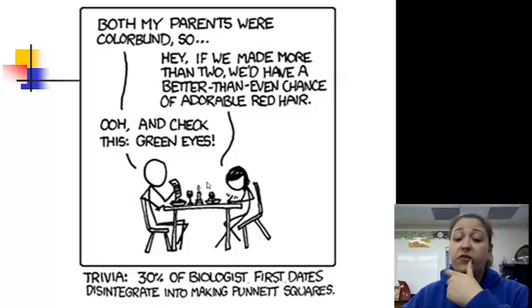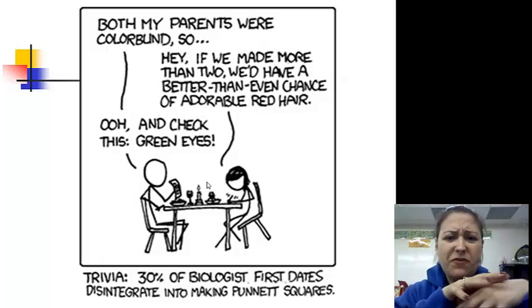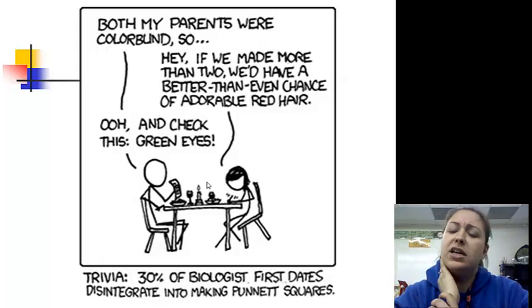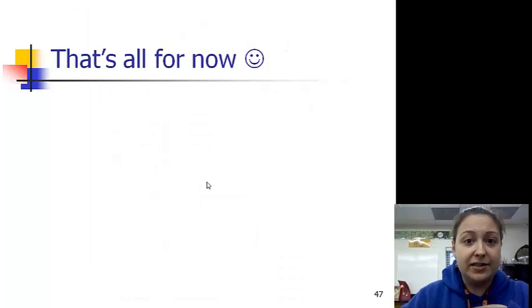30% of biologists on the first date disintegrate into making fun of twins. Well, both my parents were colorblind, so if we made more than two, we'd have a better chance of having an adorable red-haired child. Oh, check out the green eye.